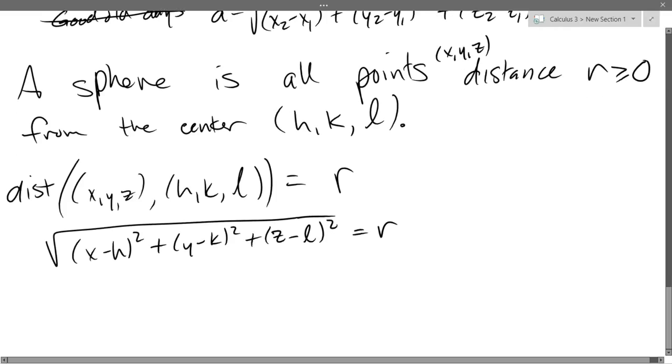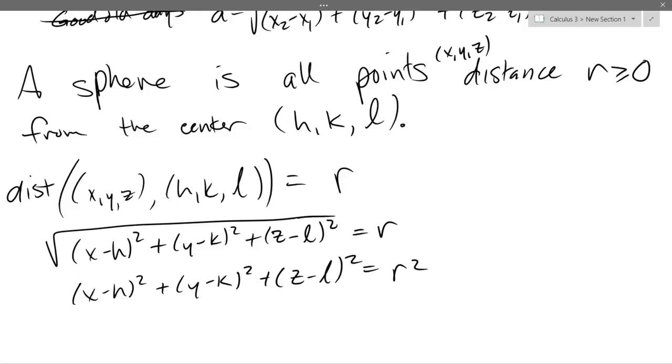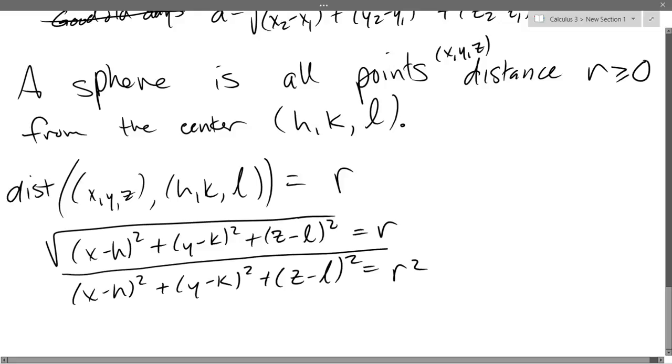That's really ugly, so we'll square both sides. So that should be pretty familiar. That's the circle equation, except you have an extra dimension. So that is our sphere. That is a good one to memorize. Well, you don't really need to spend much effort memorizing that. It's basically exactly like a circle. You just have a z.